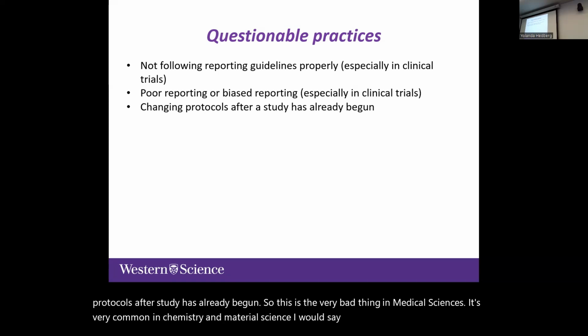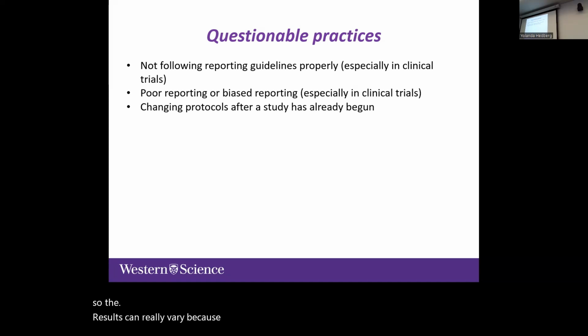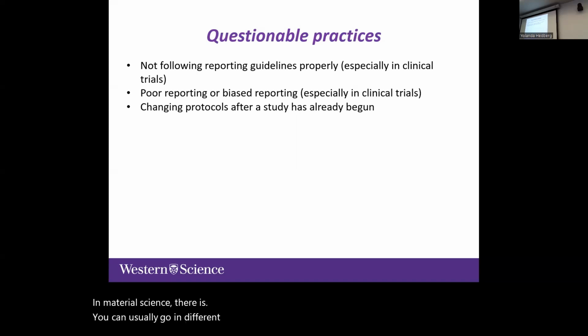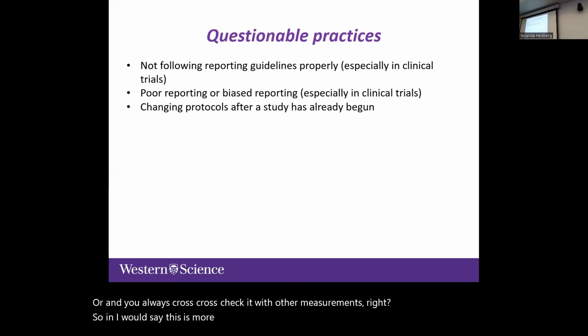And I think there are two reasons. In biological sciences, like medicine, you have so many variables, so the results can really vary because of a lot of factors. One patient is never the same as another, right? So you have to really stick to your protocol to have meaningful data. And in material science, you can usually go in different directions. There is less risk that a measurement will show you the wrong thing, and you always cross-check it with other measurements, right? So I would say this is more important for medicine, but not so much for us.